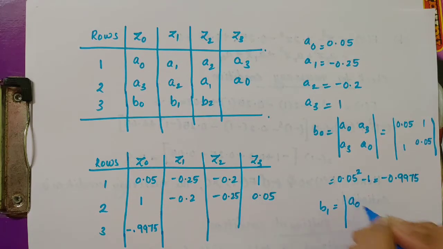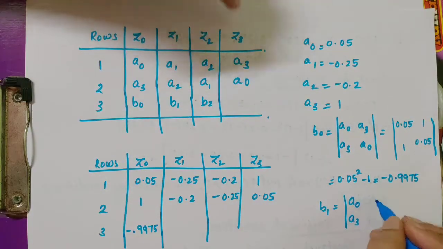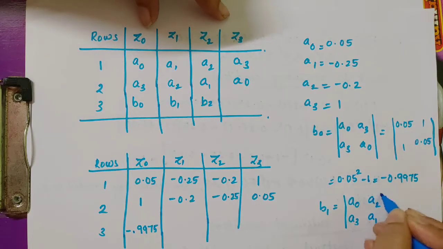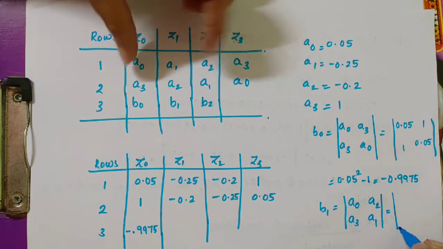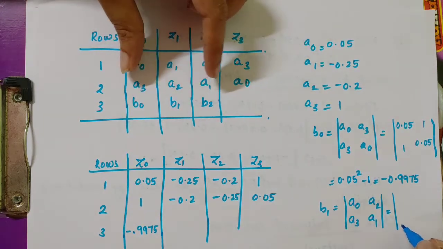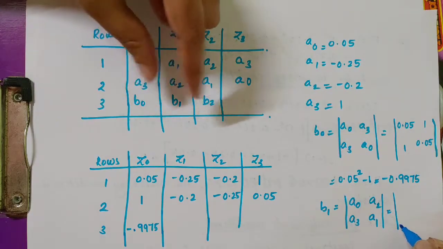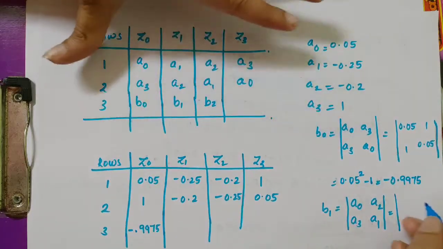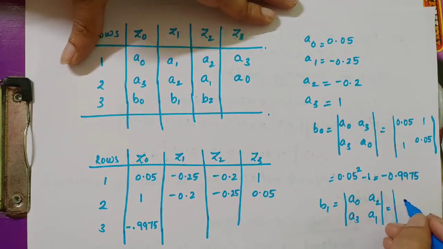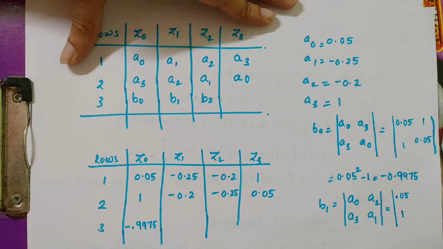Okay, now B1 is equal to mod A0 A3, then A2 A1. That is equal to, from here first we took A0 A3 A3 A0, then we take A0 A3 A2 A1. For which one? For B1. Next, for B2 we take A0 A3 A1 A2. Okay, so A0 A3 means 0.05 1, then minus 0.2 minus 0.25.